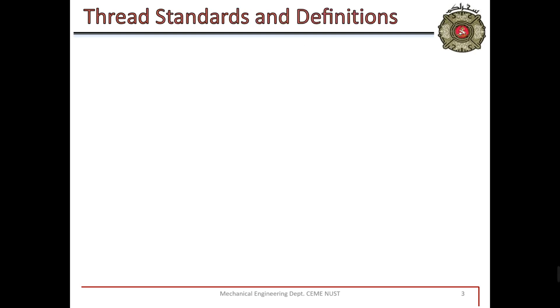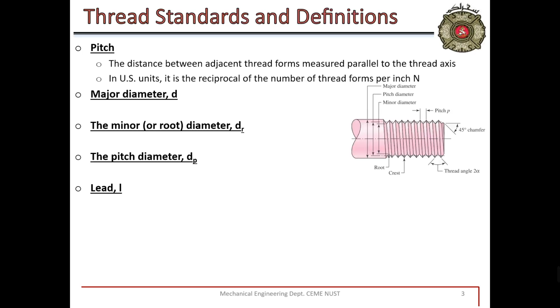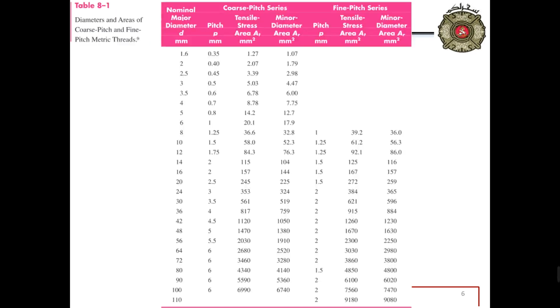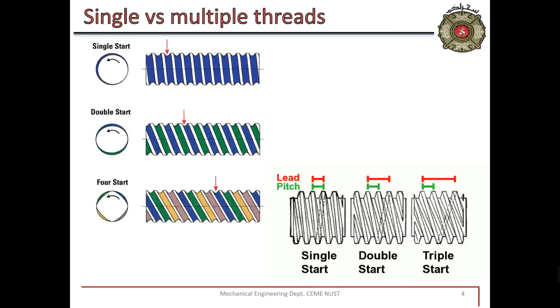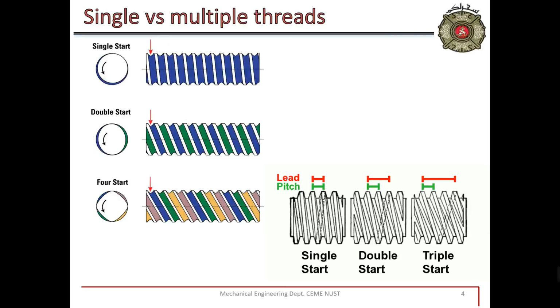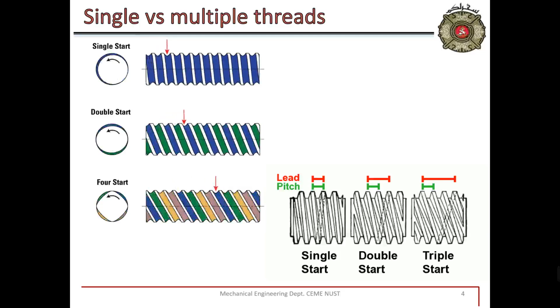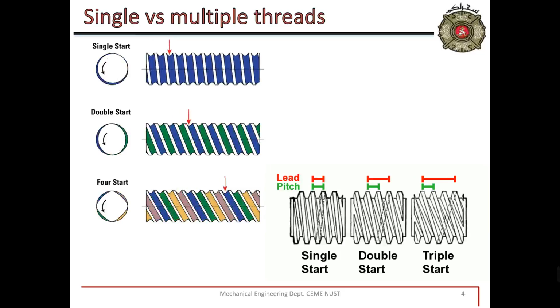In the detail of power screws, we studied different parameters: single thread, double thread, or four thread power screw. The simple difference is that the number of threads defines the lead per revolution of the screw. For example, a single thread power screw moves about one pitch for one revolution. A double thread power screw moves two pitches, and similarly, a four thread power screw moves four pitches.